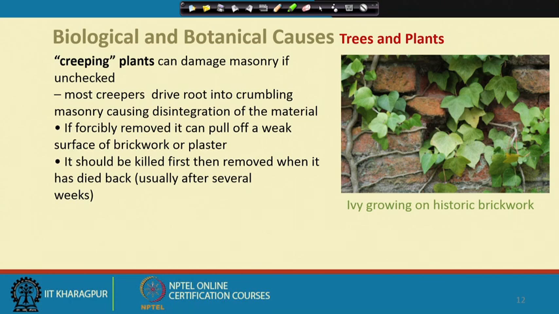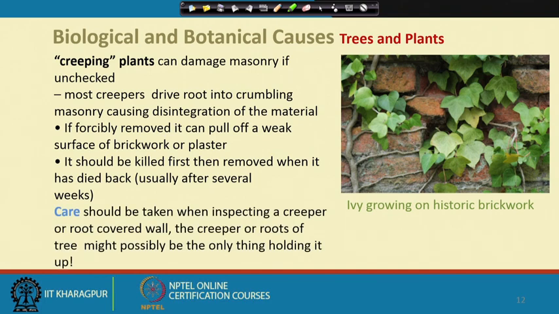And for killing, what should be used for the cleaning? One should take some expert advice on what the chemical should be, what type of thing, depending on what the material or the component is. So, care should be taken when inspecting a creeper or root covered wall.